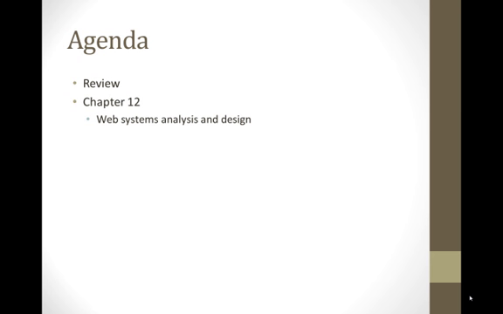And chapter 12 deals with web systems analysis and design. It's basically a subset of the entirety of systems analysis and design. Specifically, what are the major issues that are relevant for the web? And we're not going to give you an entire analysis and design class in 1 hour. So obviously, we just look at the big things that matter for this context.